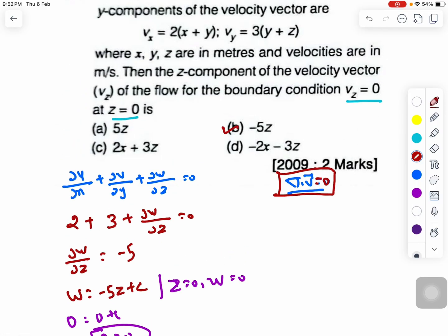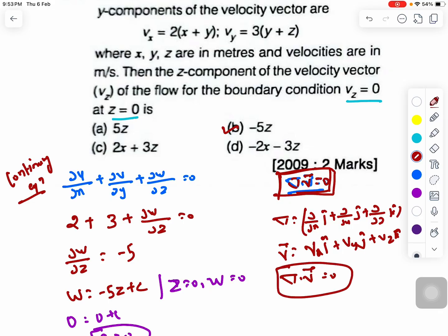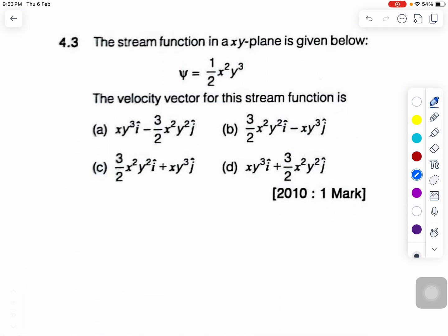This is a very simple question based on the continuity equation. The concept being used in this problem is the continuity equation, and this is the vector form of the continuity equation. So what is del? Del equals del by del x i cap plus del by del y j cap plus del by del z k cap, and obviously the v vector can be written in this format: vx i plus vy j plus vz k. So when you do del dot v vector, it should be 0 when I am writing the continuity equation, something like that.